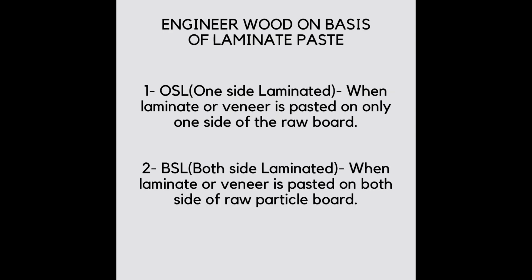Types of engineered wood on the basis of laminate paste. 1. OSL: when laminate or veneer is pasted on only one side of the raw board, it is known as a one-side laminated board. 2. BSL: when laminate or veneer is pasted on both sides of the raw board, it is known as a both-side laminated board.